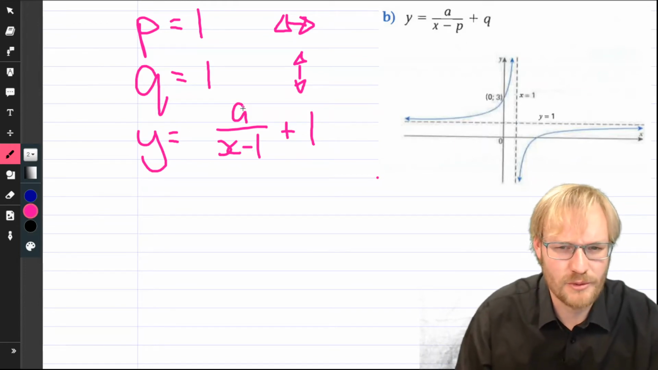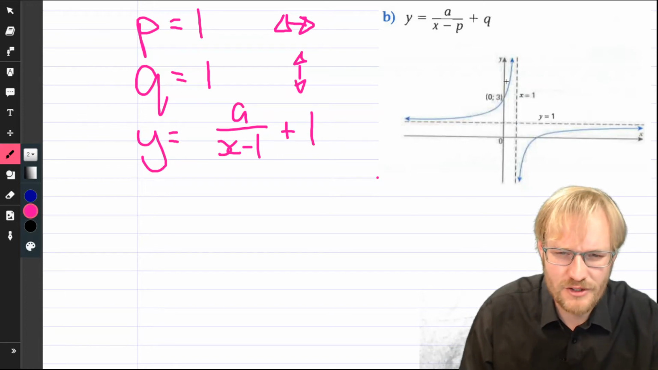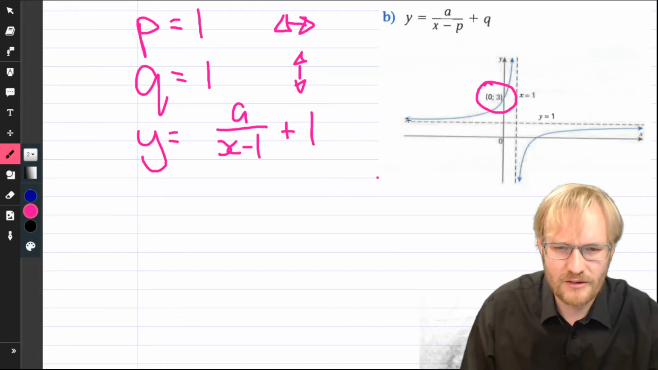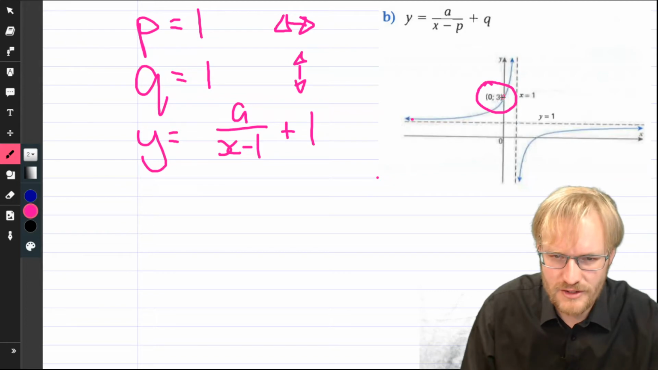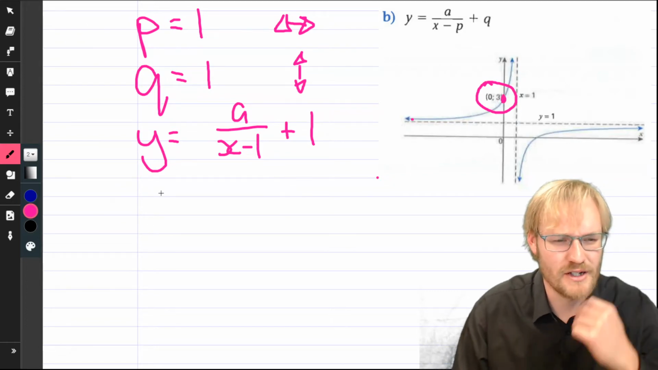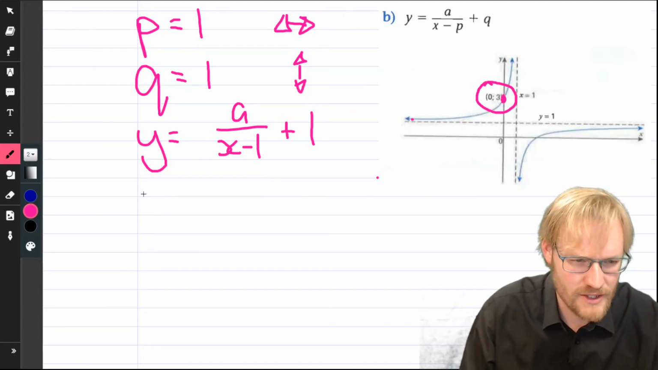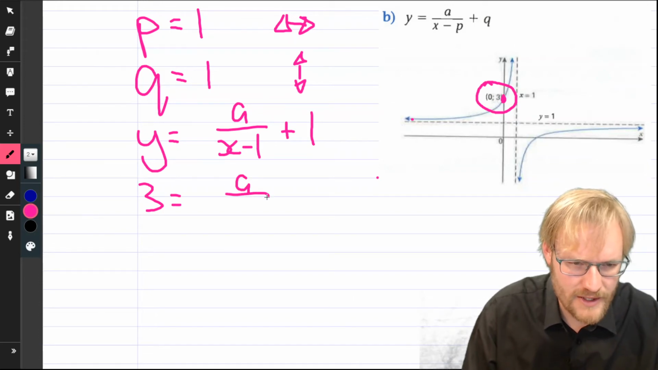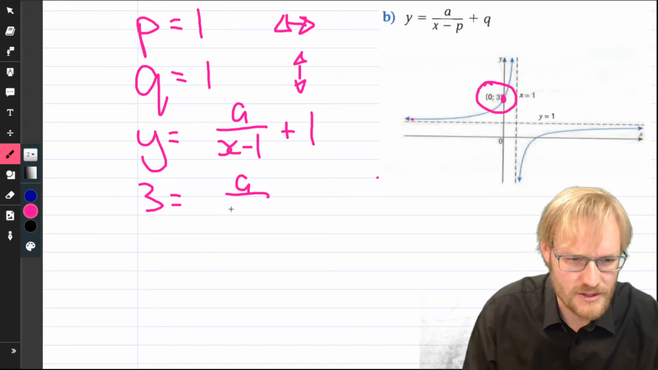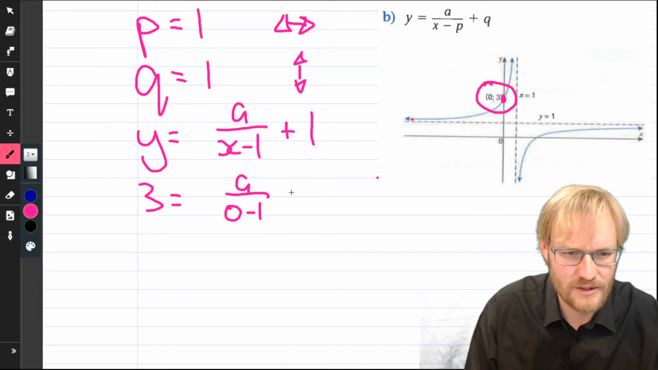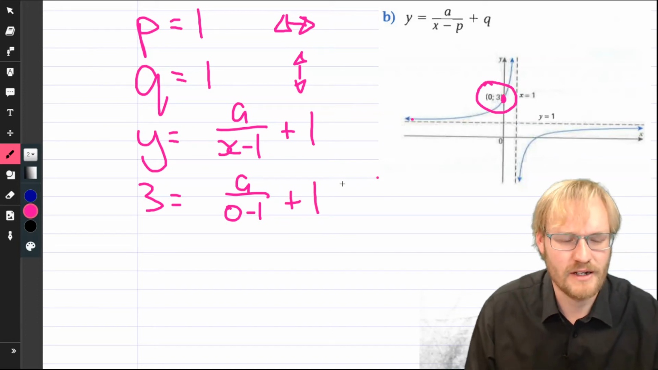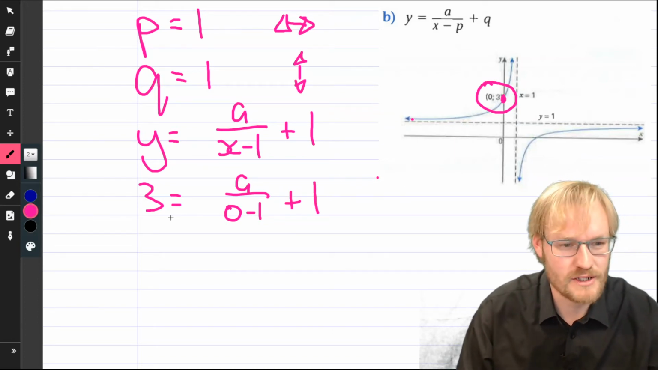Okay, and how do we determine what a is? We just substitute this point, 0, 3, because it's sitting on the function. So it's sitting over there, we can substitute it in. So our y value is 3, so we can go 3 equals a over x, well, our x value is 0, minus 1, plus 1. Okay, now we've got an equation with one variable, so let's just solve it.